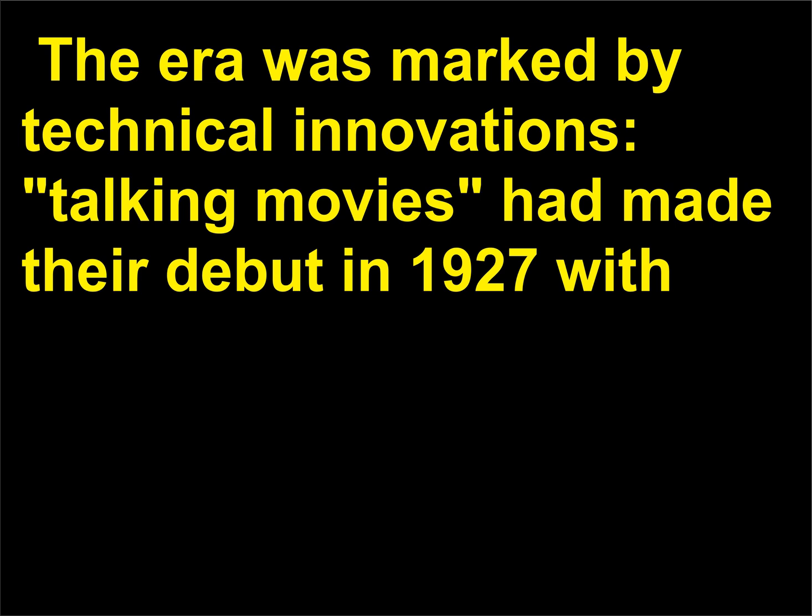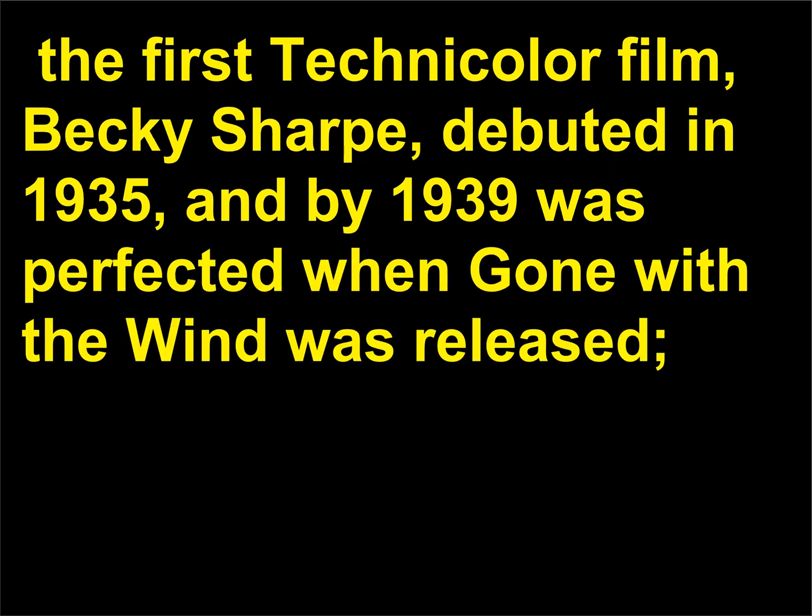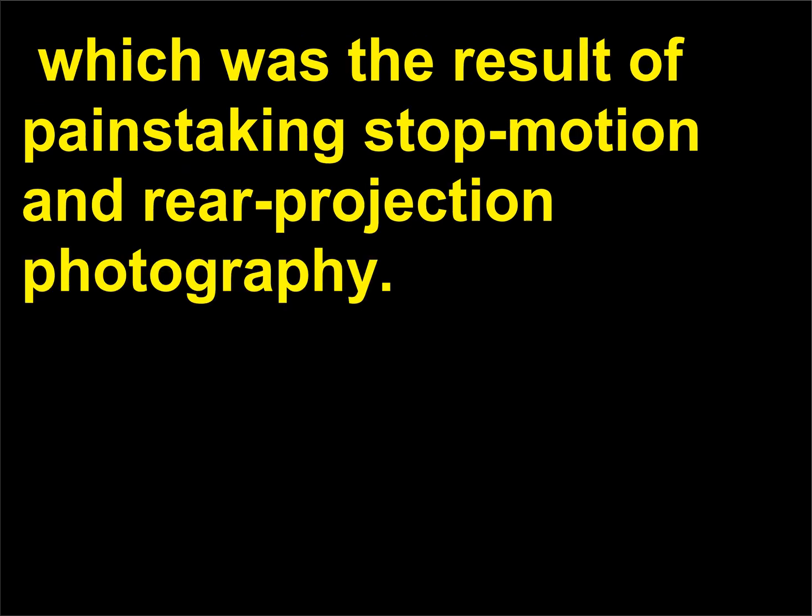The era was marked by technical innovations. Talking movies had made their debut in 1927 with the first full-length film with sound, The Jazz Singer, and by 1932 all films were talkies. The first Technicolor film, Becky Sharp, debuted in 1935, and by 1939 was perfected when Gone with the Wind was released. And special effects were brought to the screen in 1933 with King Kong, which was the result of painstaking stop-motion and rear projection photography.